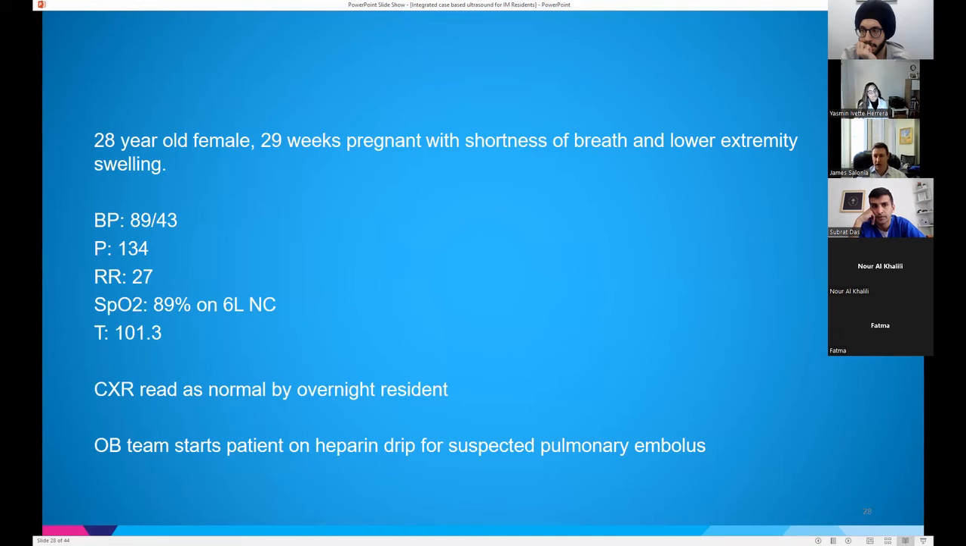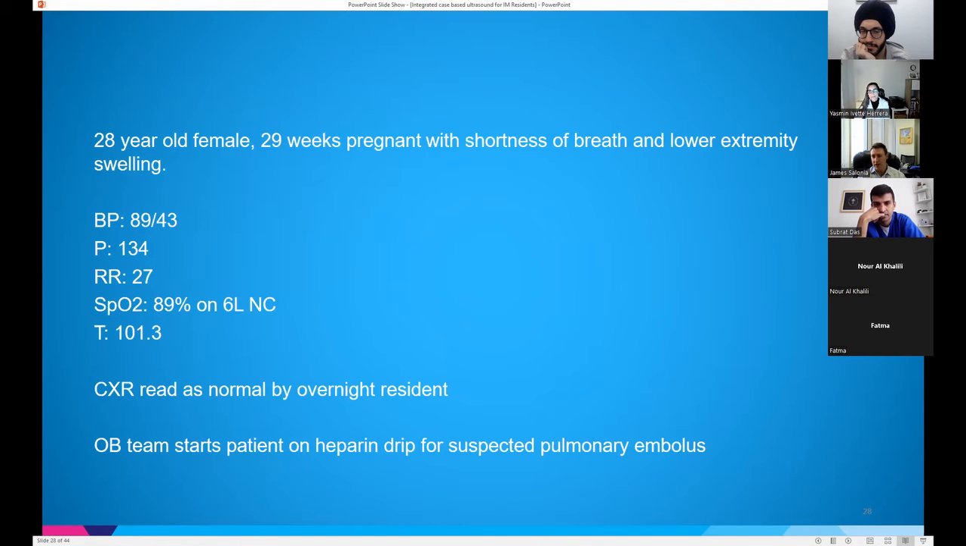So we have 2 more cases, and these are 2 good ones. You have a 28-year-old female, 29 weeks pregnant, with shortness of breath and lower extremity swelling, an ACs' worst nightmare when it comes to a call, right? Especially at 3:30 in the morning. The patient's hypotensive, tachycardic, tachypneic, hypoxemic, and febrile. The OB residents, besides freaking out, decide to get a chest x-ray, and it's read as normal.